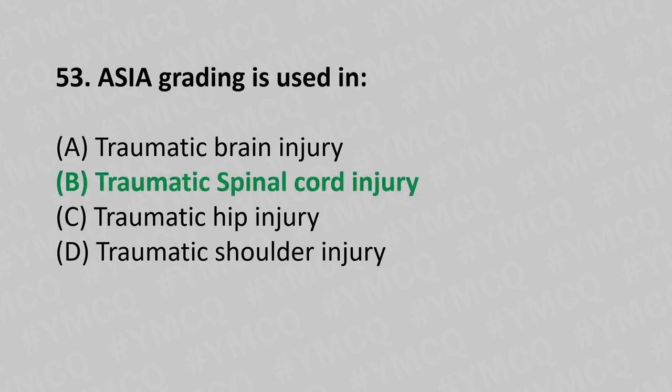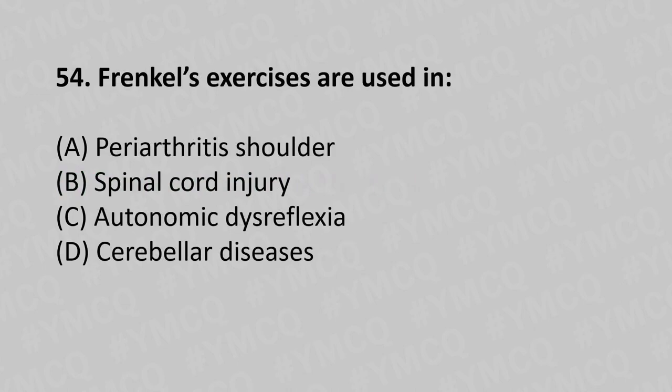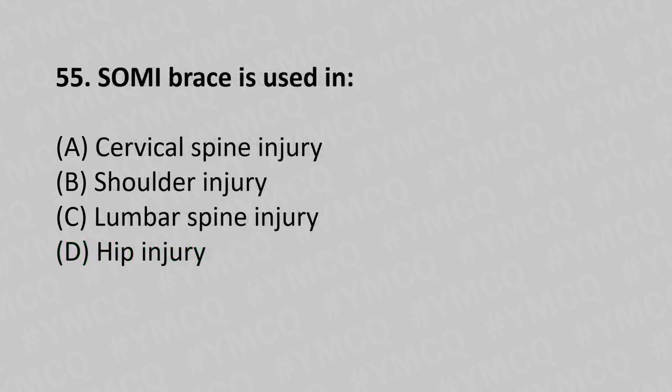Moving to our 54th question, Frenkel's exercises are used in option A, periarthritis of shoulder. Option B, spinal cord injury. Option C, autonomic dysreflexia. Option D, cerebellar disease. And the answer is option D, cerebellar disease.